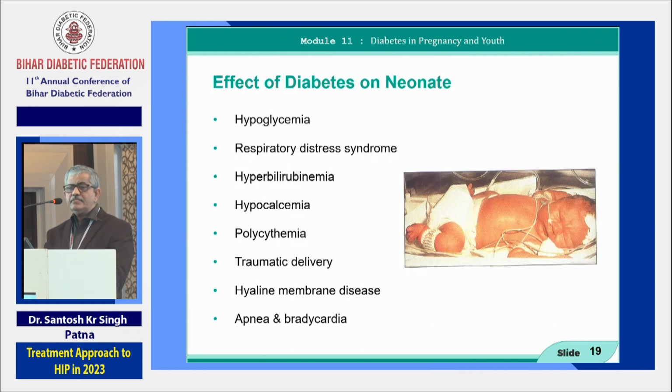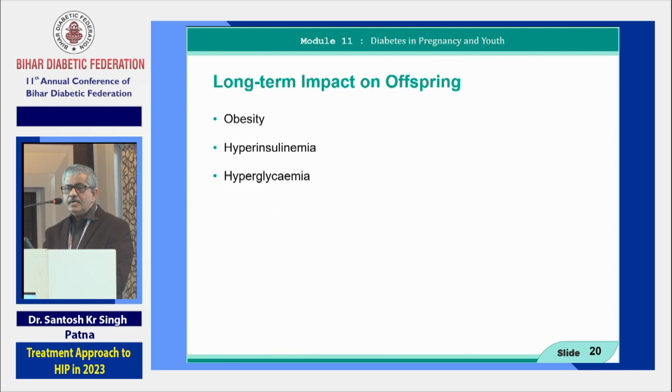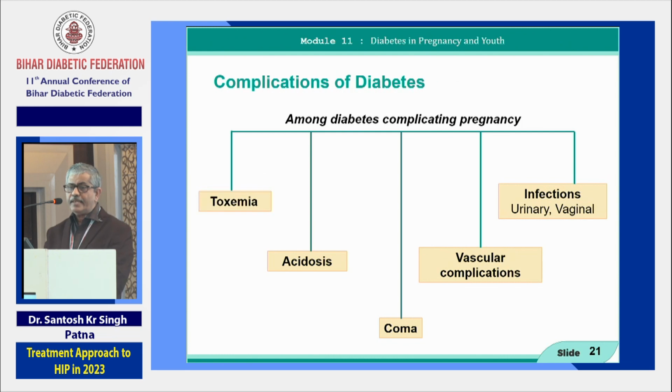Effects of diabetes on the neonate we have discussed in that slide: hypoglycemia, hyperbilirubinemia, polycythemia, hyaline membrane disease, surfactant. Long-term impact on the offspring: obesity, hyperinsulinemia, hyperglycemia, and interestingly, it can both be type 2 or type 1. Okay, that is a very interesting aspect. We can have both type 2 and type 1.